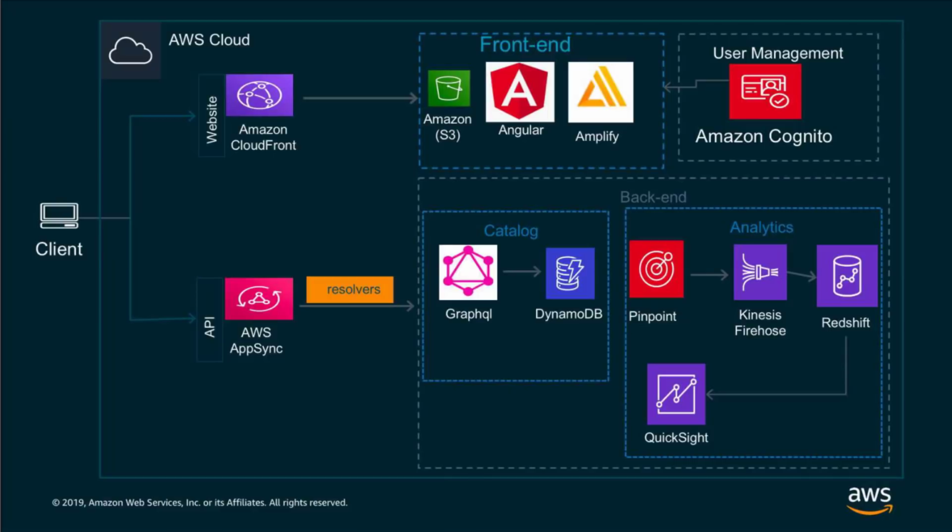Now, on the back end, for analytics, I'm going to use a service called AWS Pinpoint, and the data is going to be sent from AWS Pinpoint to Kinesis Firehose, and then finally to Redshift, and then we are going to visualize that data using AWS QuickSight.